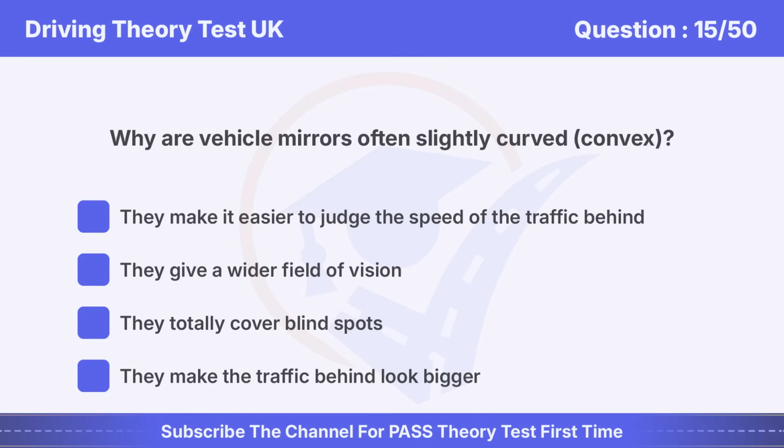Question 15. Why are vehicle mirrors often slightly curved, convex? Option A. They make it easier to judge the speed of the traffic behind. B. They give a wider field of vision. C. They totally cover blind spots. D. They make the traffic behind look bigger.